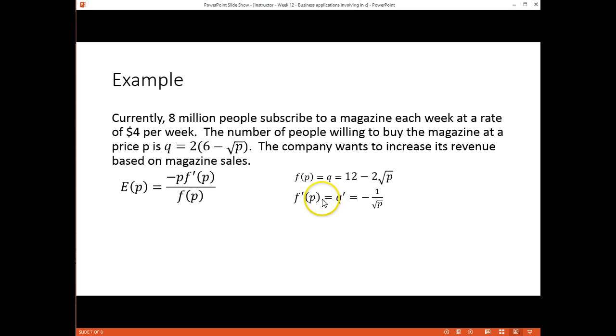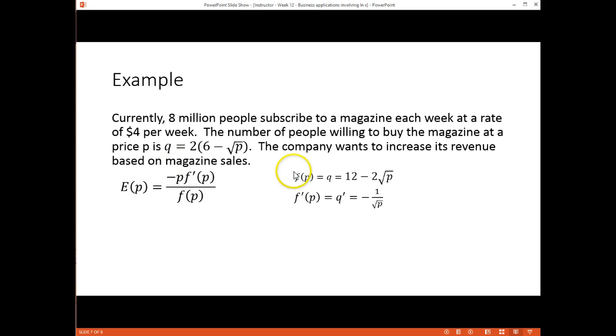F prime of P is Q prime, which is really just negative 1 over the square root of P. Remember the derivative of 12 cancels. Remember I can write root P as P to the 1/2. When I take the derivative of negative 2 P to the 1/2, it's my power rule: negative 2 times 1/2 is negative 1. And this becomes P to the negative 1/2, which is just 1 over root P.